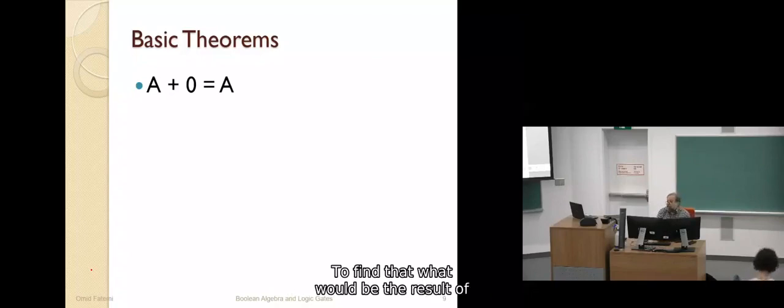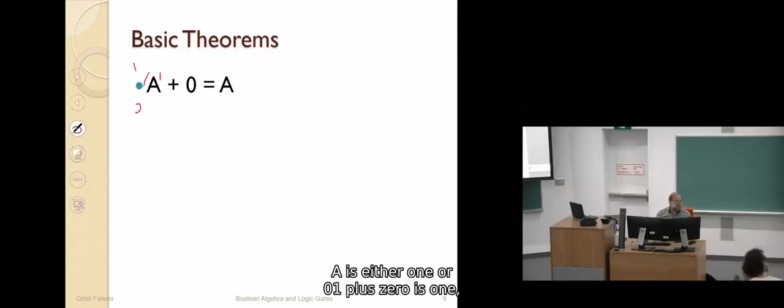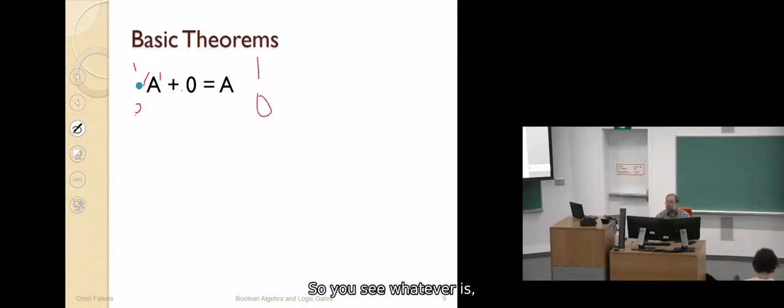A plus 0. To find out what the result would be, the simplest thing is to note that A is either 1 or 0. 1 plus 0 is 1. 0 plus 0 is 0. So you see, whatever A is, the result would be the same. So A plus 0 is A. It means that if you OR something with 0, you get the same as the input, whatever you had as input.